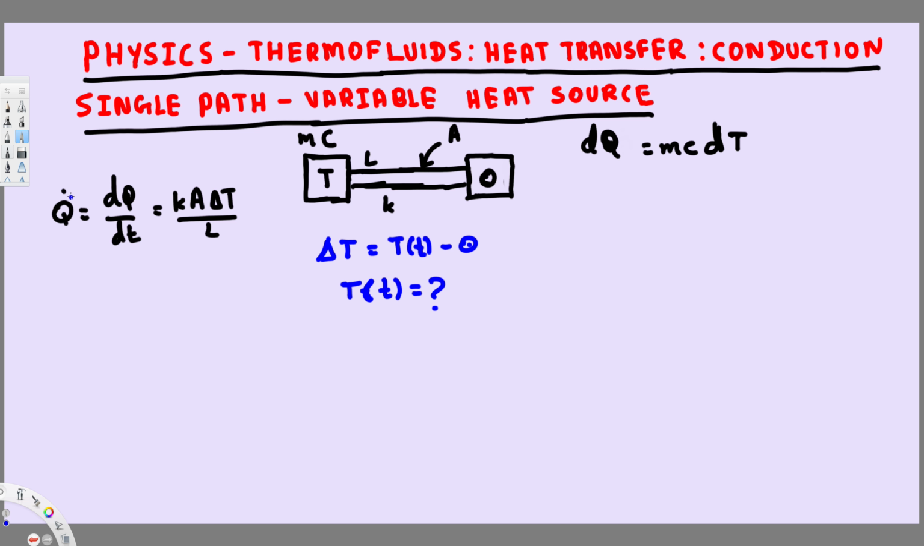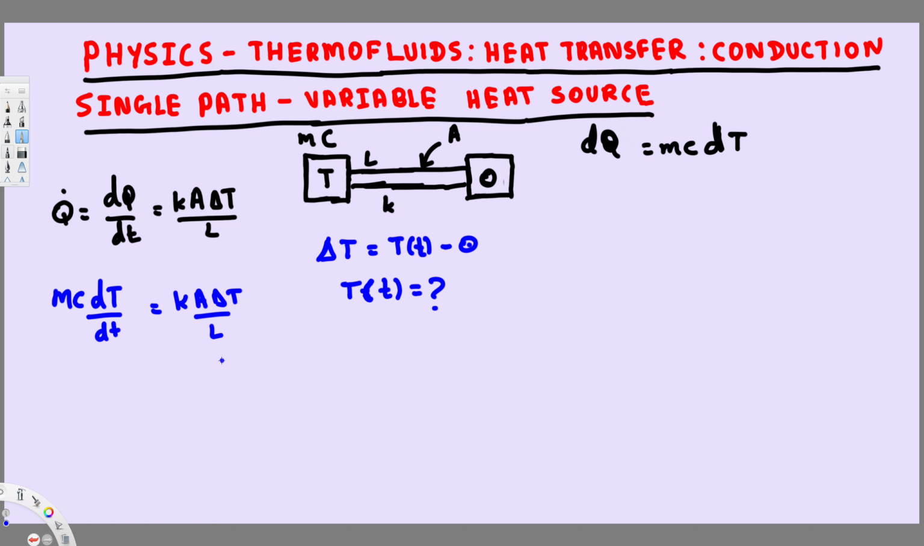First of all, we know that Q dot is equal to K delta T over L, and Q dot can be represented by dQ over dt, and we know that dQ is mc delta T, right? So mc dT. Let's replace this dQ with this value and see how we can figure out this time. So if I replace this one, this is going to give us mc dT over dt. That's equivalent to kA delta T over L, right?